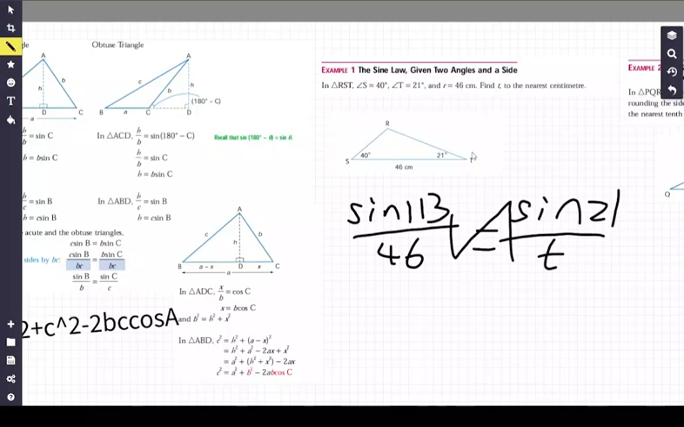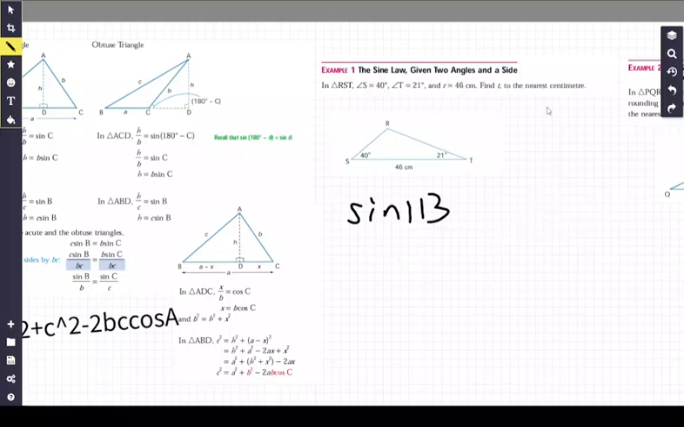17.9085. There was a lot of it, but it asked to round to the nearest centimeter. So I'm going to round that to 18, if I'm not wrong. So, wait a minute, I just did something wrong, right? 180 minus 40 minus 21. Yeah, it's supposed to be 119. So this part was supposed to be 119.